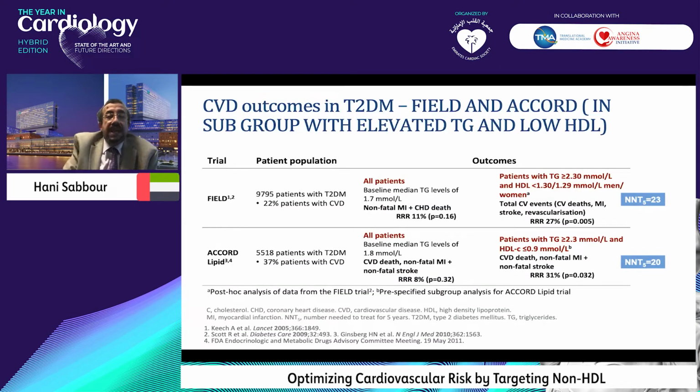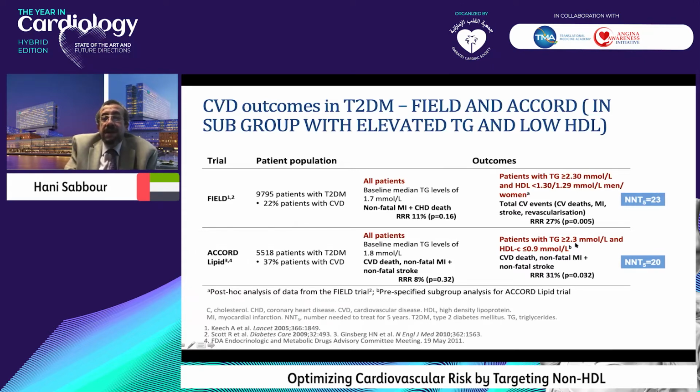So looking at the cardiovascular outcomes in diabetics in the FIELD and ACCORD studies, particularly in the subgroups who had elevated triglyceride and low HDL, and this is the biomarker that we're targeting in these patients: in FIELD, 9,000 patients, and in ACCORD, 5,000 patients with diabetes with this dyslipidemia. All the patients with an elevated triglyceride and a low HDL had a 27% reduction, very significant, of CV death, MI, and stroke, number needed to treat of 23.